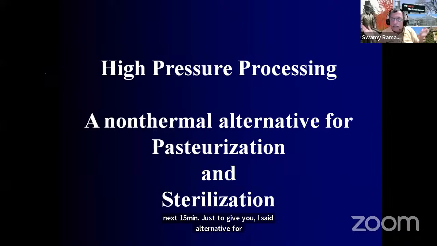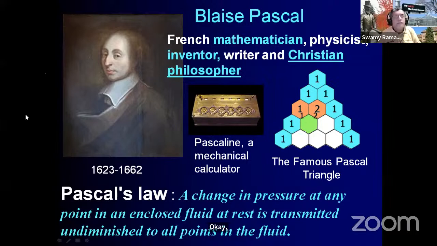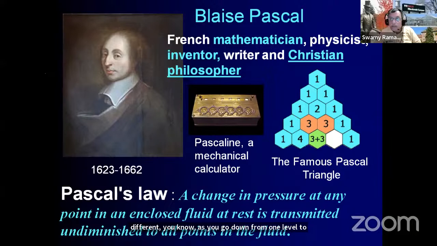Just like we have Nicholas Appert and Pasteur, high pressure processing is pressure based. So the pressure guru is Blaise Pascal. He's a French mathematician, physicist, inventor, writer, and philosopher. This is the famous Pascal triangle, how the numbers add up as you go down from one level to the next. This is mathematically very important. And he developed the Pascaline, which is a mechanical calculator. These are all in the 1600s, when nothing was known as what we know today.